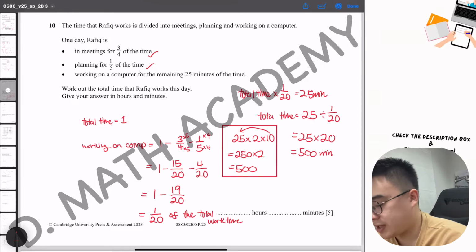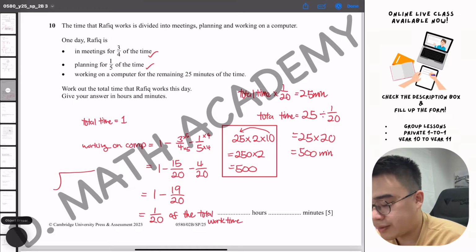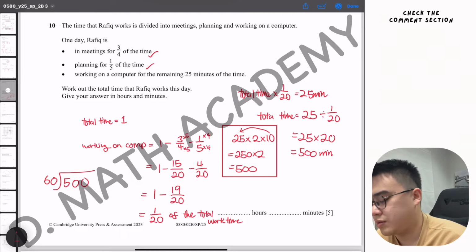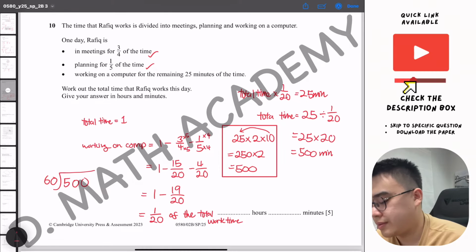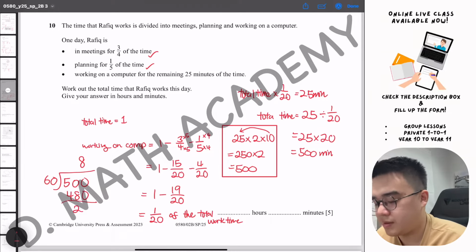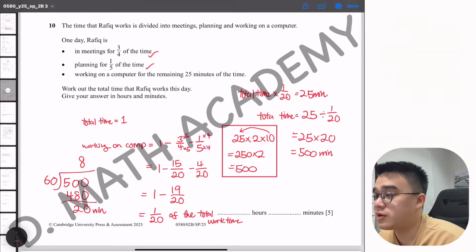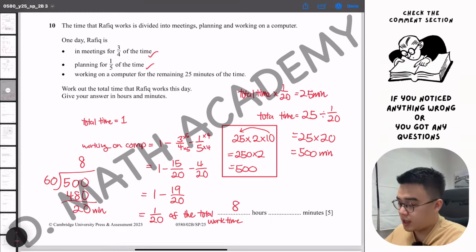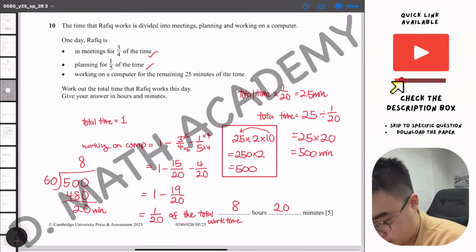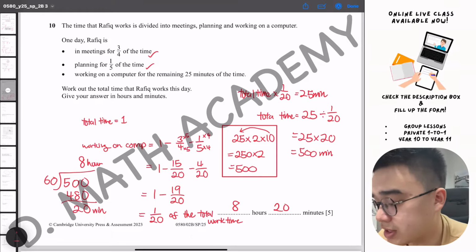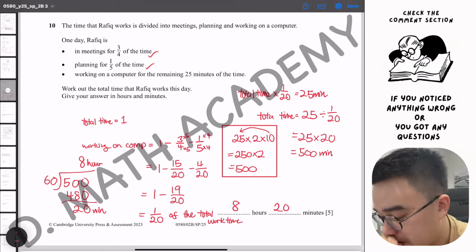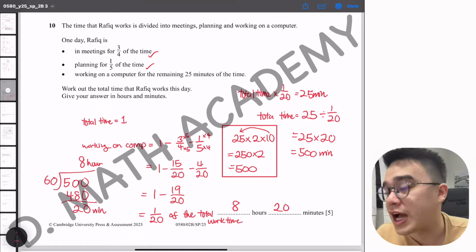So you have to convert this into hours and minutes. When you divide it by 60, what should I do? You get 480, with 20 minutes left. So the answer for me will be 8 hours and 20 minutes. So that's it for this question 10 here. Nothing too special. Mainly they wanted to see if you know how to treat the total time as 1.